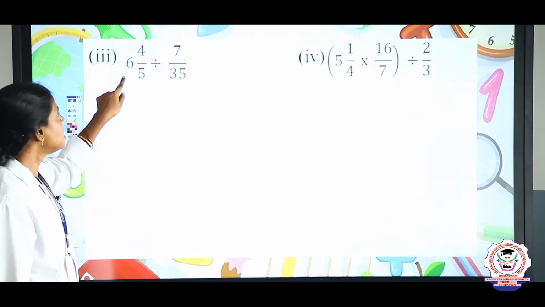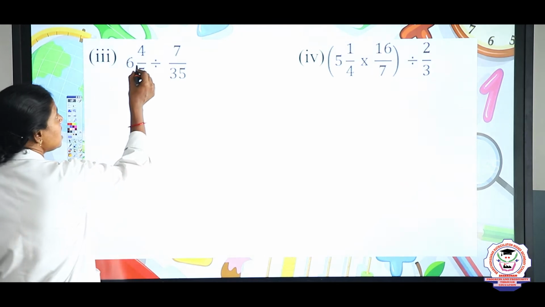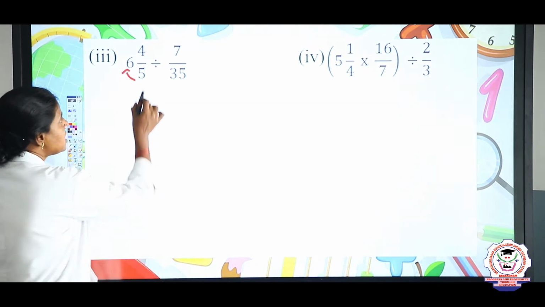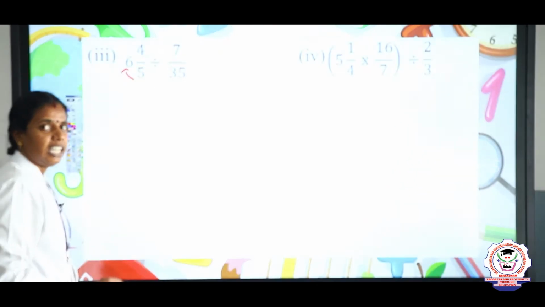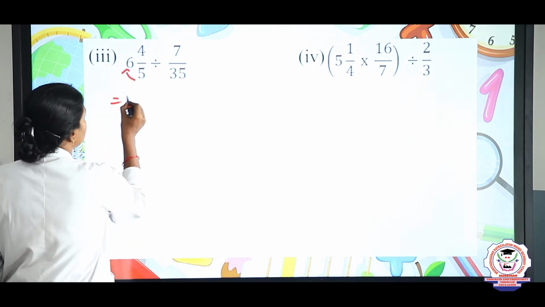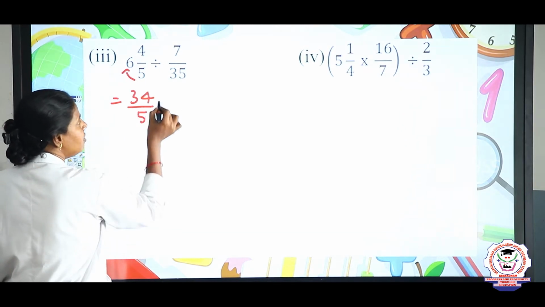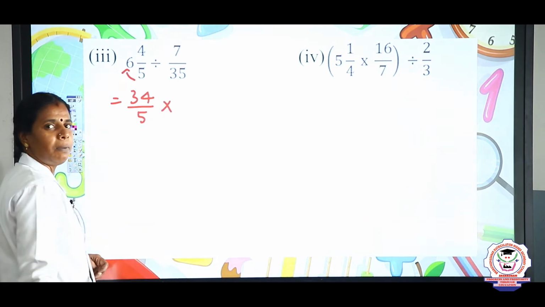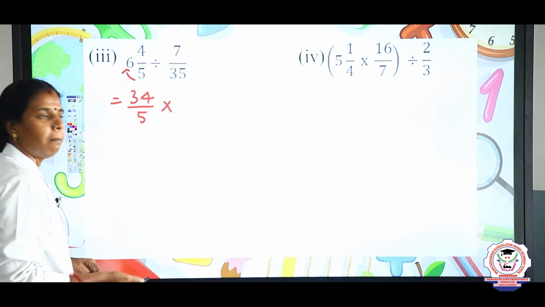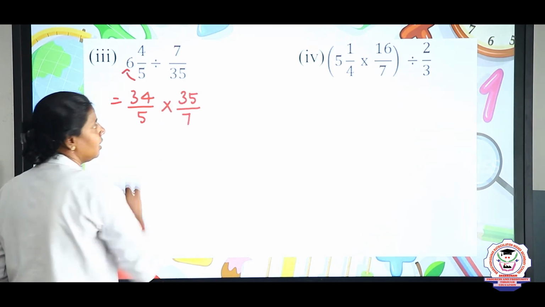The next problem is 6 4 by 5 divided by 7 by 35. Okay, see, first convert this mixed fraction into an improper fraction. 5 6s are 30, 30 plus 4 is, yes, 34 by 5. See, this divide symbol will be replaced with multiplication and the 7 by 35 we need to write as the multiplicative inverse, that is 35 by 7.